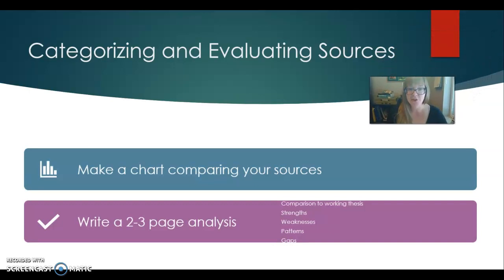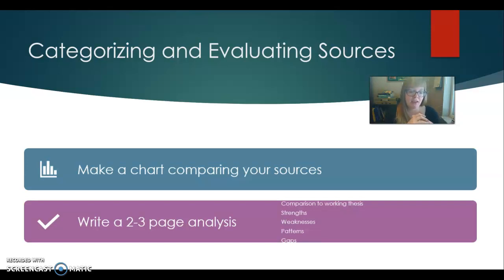So your assignment for this week is to do what I call a categorizing and evaluating sources assignment. When you think of what it means to categorize, that is really assigning a place, a label to each of your sources, forming that into a chart so that you can easily see the type of sources that you have, the information that they pertain to, and how you might start to build those into a research essay. So what you're first going to do is make a chart that compares your sources together.